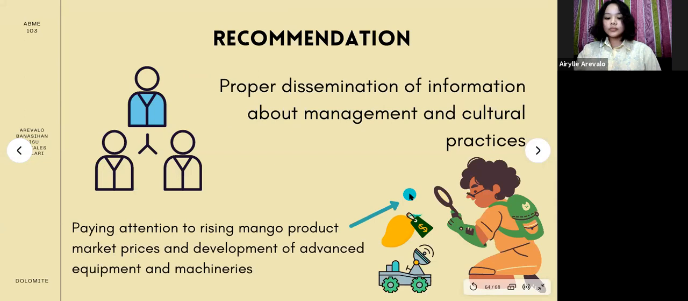Next. Proper dissemination of information about management and cultural practices from institutions would greatly help the stakeholders involved in boosting the mango industry. Paying attention to the rising mango product market prices and development of advanced equipment and machinery may empower farmers to continue harvesting mangoes on their designated areas. It would also assist them to better take care of their crop.